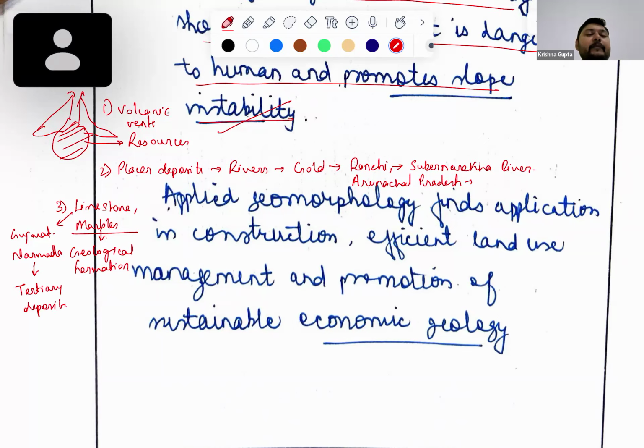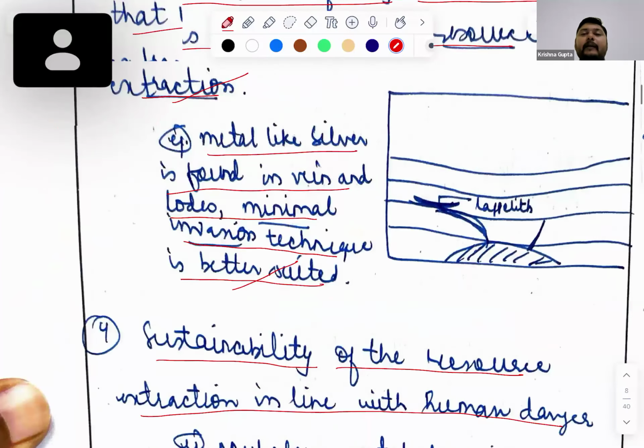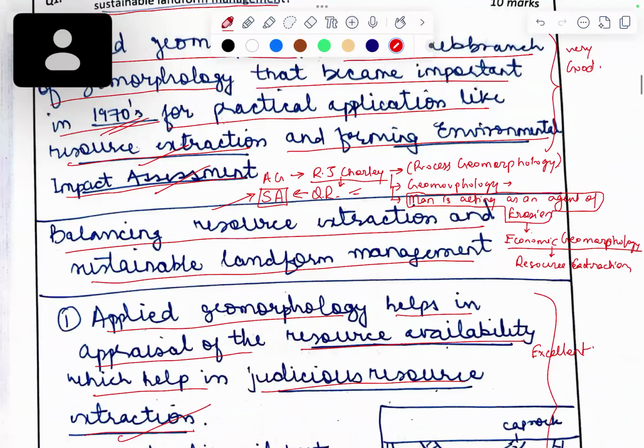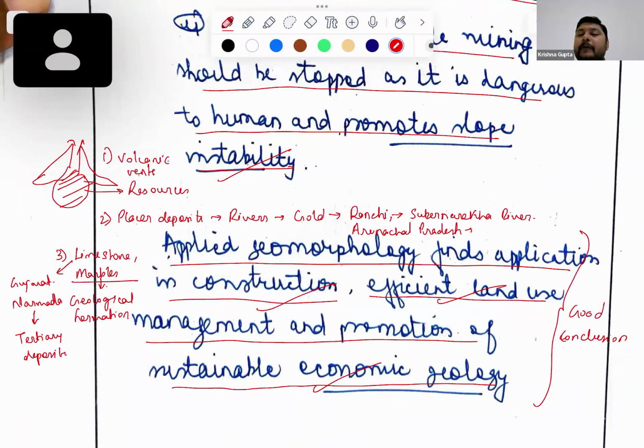When I talk about limestone, it is from the Indian perspective, but yes, we can also give it a general perspective here. Applied geomorphology finds application in construction, efficient land use, management and promotion of sustainable economic geology. This is a good conclusion. By addition of this perspective and certain additional one or two points, it will make a very good answer.